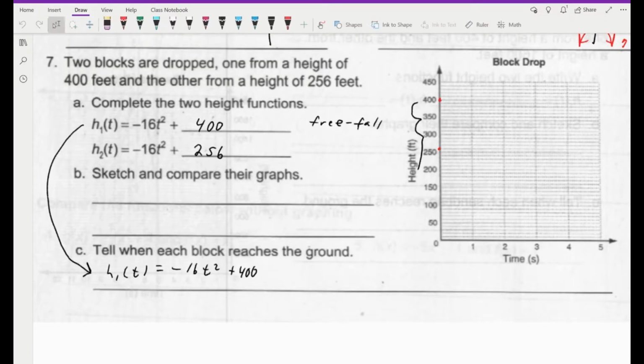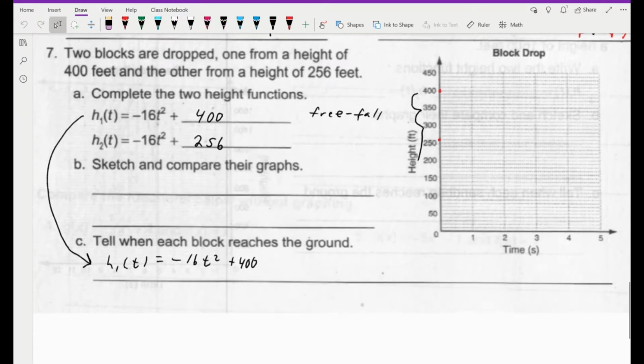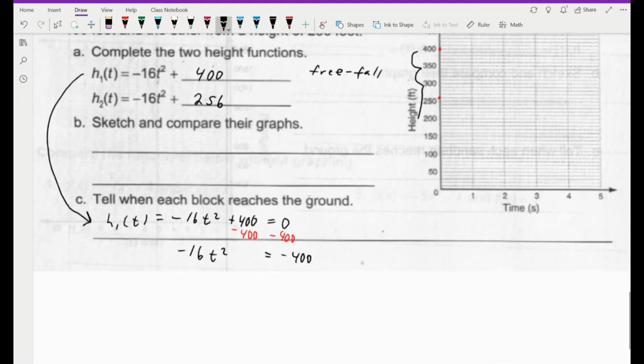Okay, now we can solve this graph. We know that when this block is thrown and it falls to the ground, the height would be 0. So we can set this equation equal to 0, and we can solve for t. We have to first subtract 400 from both sides, and we'll get minus 16 t squared is equal to 0 minus 400, which is minus 400. Now we're going to keep solving for t.